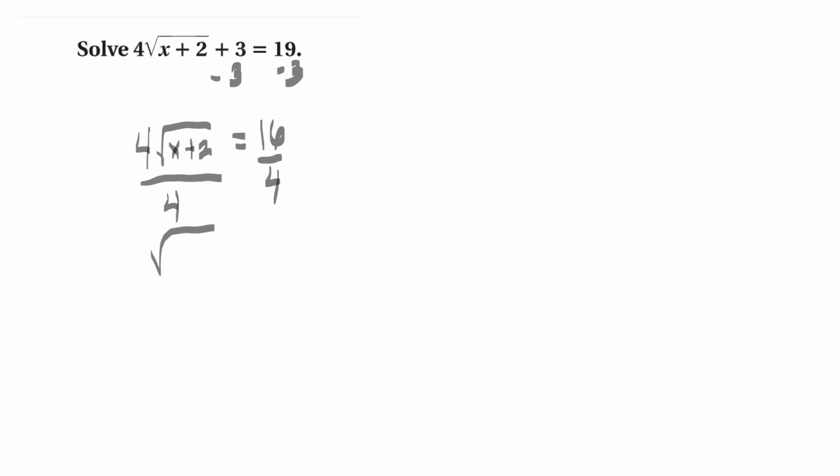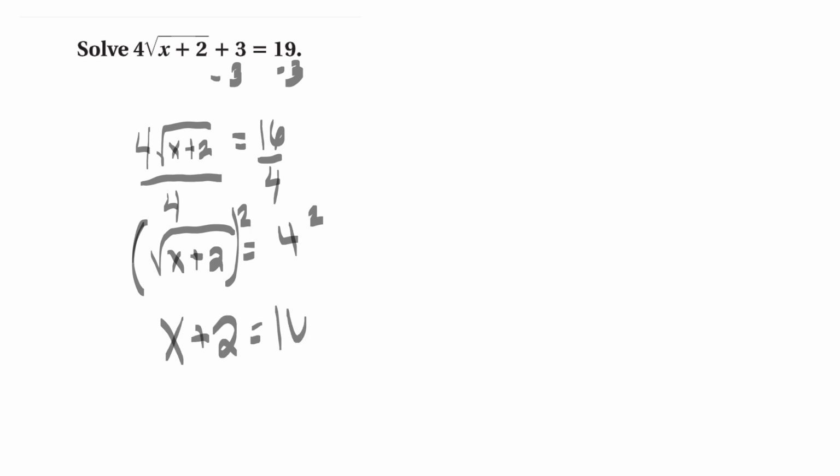So we have the square root of x plus 2 equals 4. Then we need to get rid of the square root. So we're going to square both sides. So we have x plus 2 equals 16. 4 times 4 is 16. Then we're going to subtract 2, and we have x equals 14.